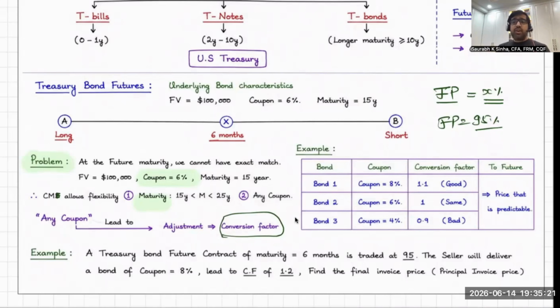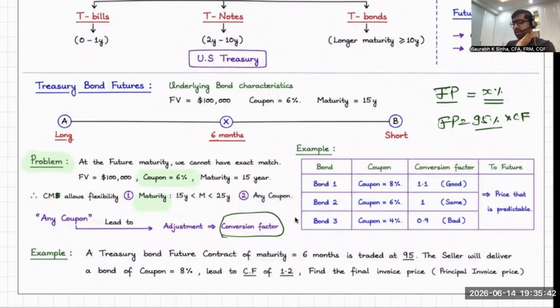If the seller is going to give me a good bond, I will increase the price with this conversion factor. If the seller is going to give me a bad bond, I'll decrease the price with a conversion factor. But what is that factor? How do CME or CBOT decide that? It depends upon the coupon itself. They just look at the coupon and decide it.